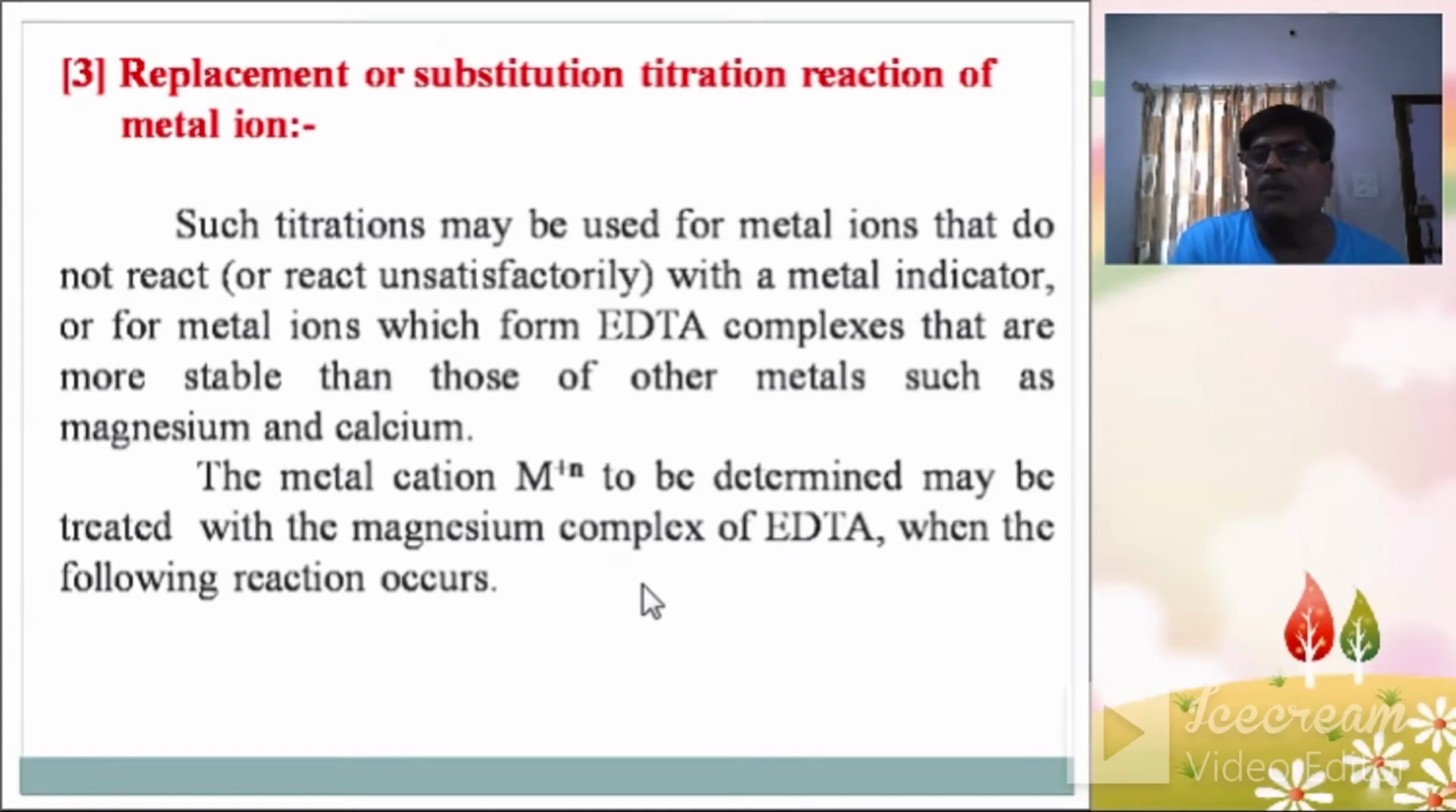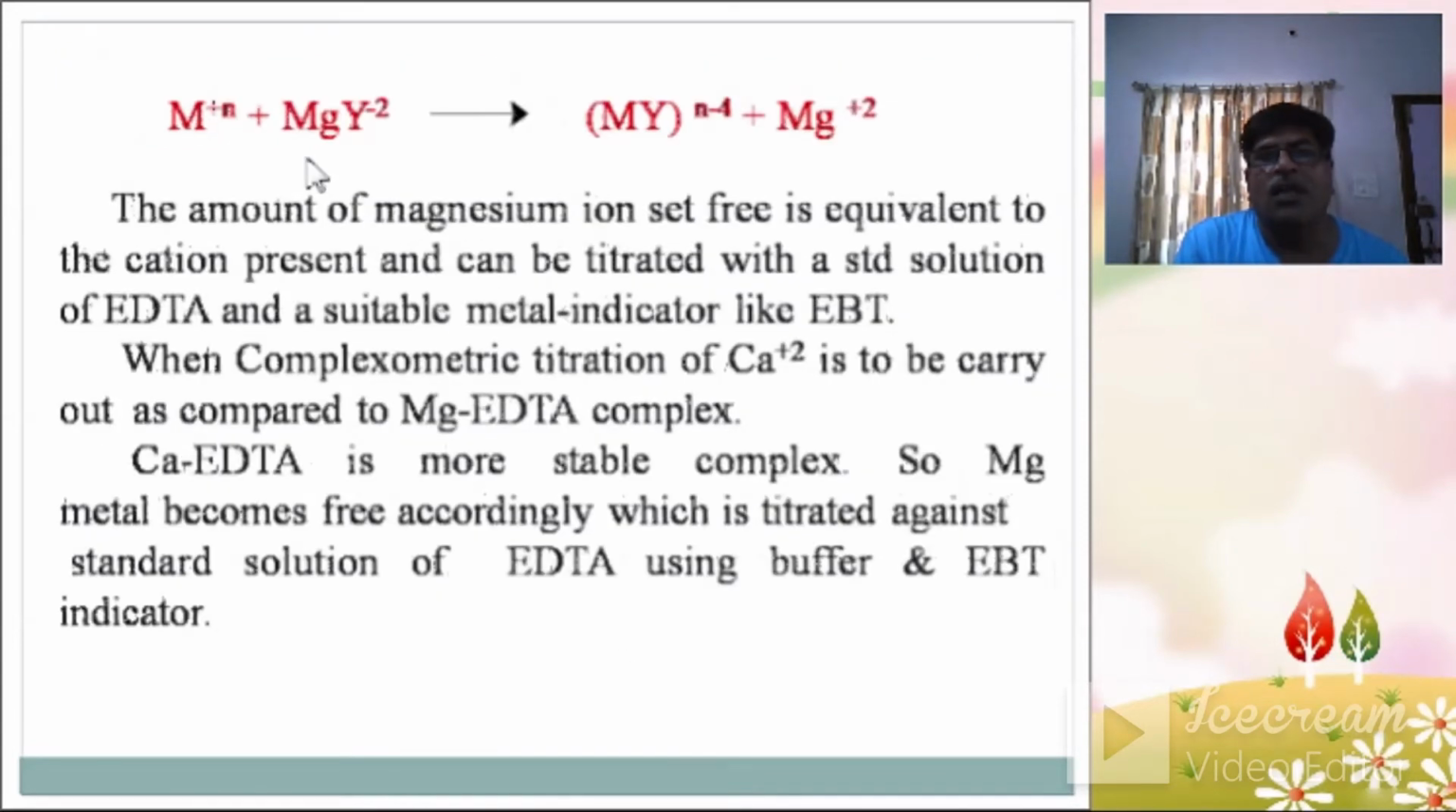Here the metal ion reacts with a standard solution of the magnesium EDTA salt. It gives M EDTA complex (M raised to n minus 4), and magnesium ions are freed from the EDTA solution. The amount of magnesium ion set free is equal to the cation present and can be titrated with a standard solution of EDTA and a suitable metal indicator like EBT, Eriochrome Black T.